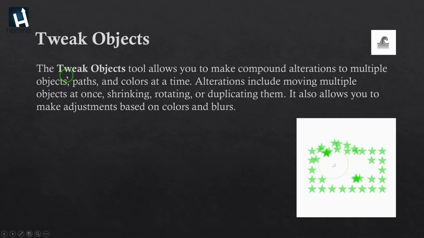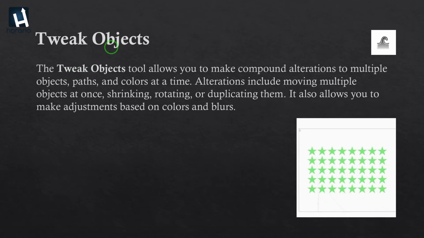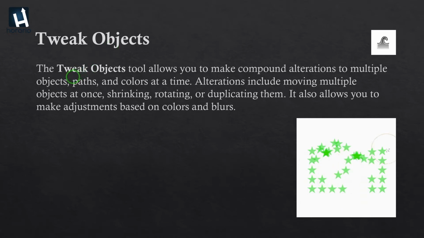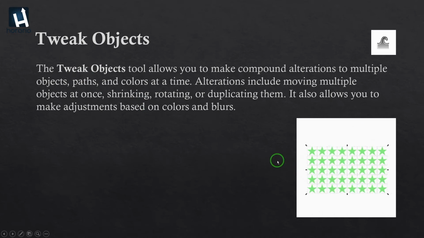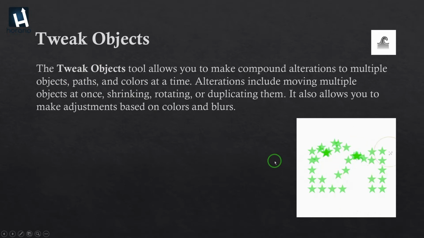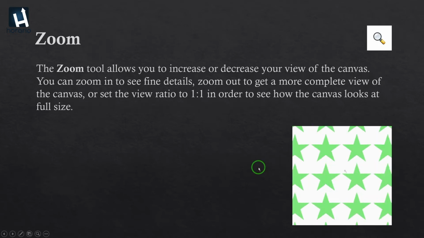The tweak object tool allows you to make compound alterations to multiple objects, paths and colors at a time. Alterations include moving multiple objects at once, shrinking, rotating or duplicating them. It also allows you to make adjustments based on colors and blurs. Okay, so this tool, as seen in the animation that I have prepared, allows you to make compound alterations, like moving bulk objects at a time in a pattern.